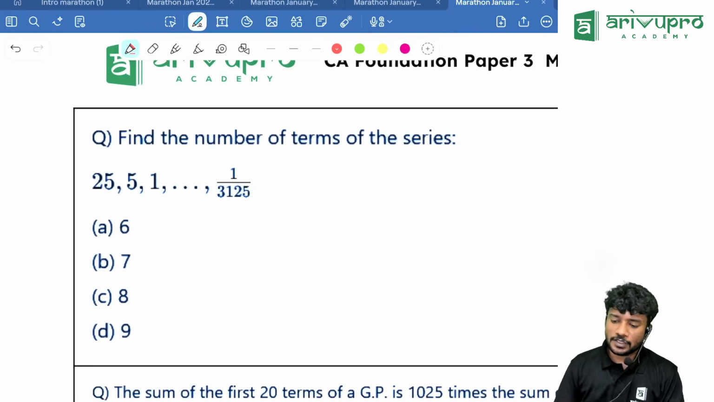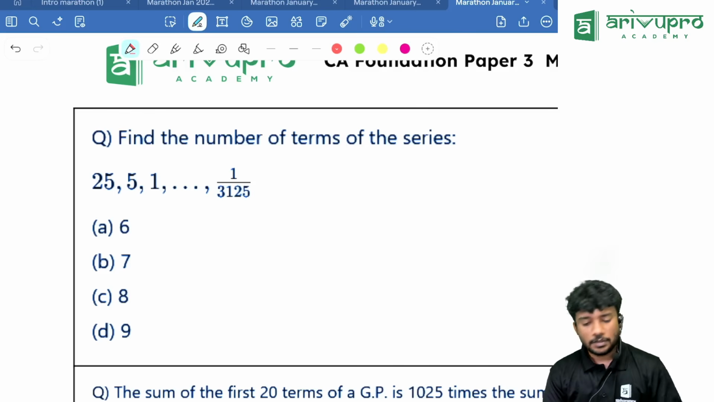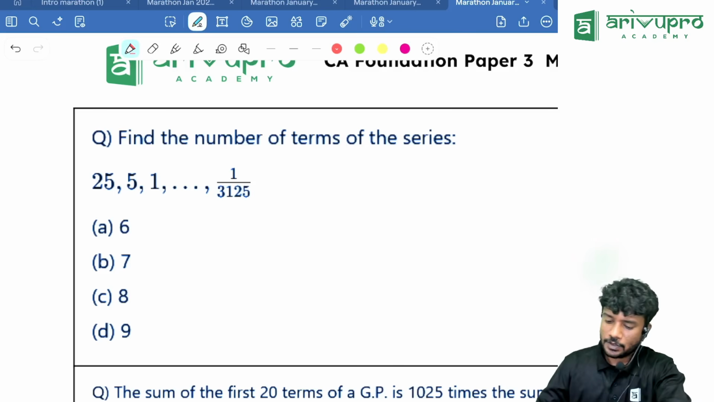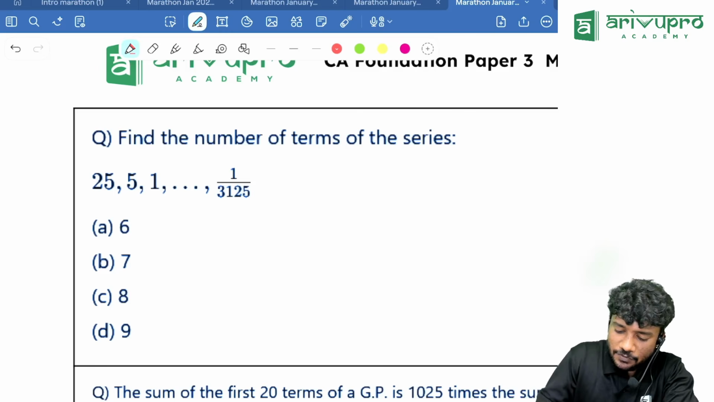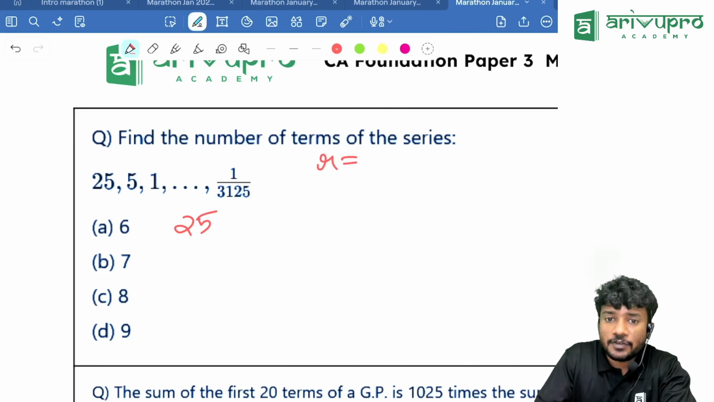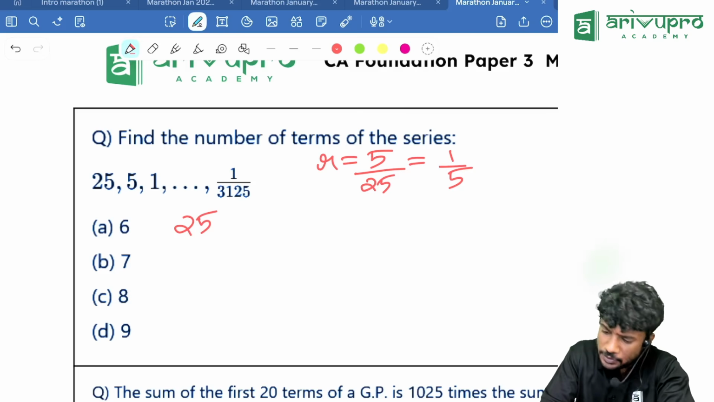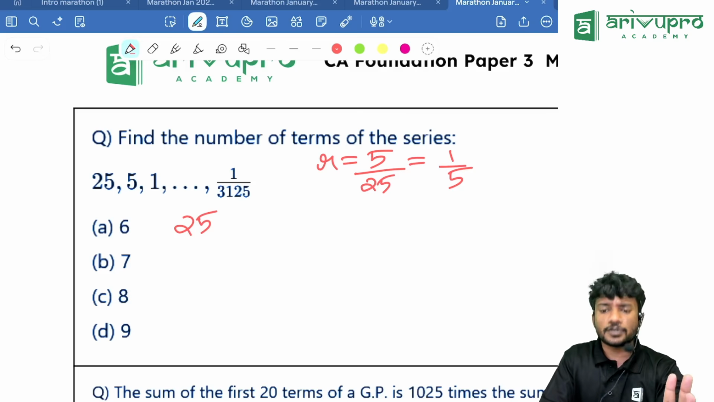Now, get me the answer. Find the number of terms of the series. The first term is 25. Then how will you determine the common ratio? Second term divided by first term: 5 divided by 25 is equal to 1 by 5. Or you can write it in decimal form also, that is fine.